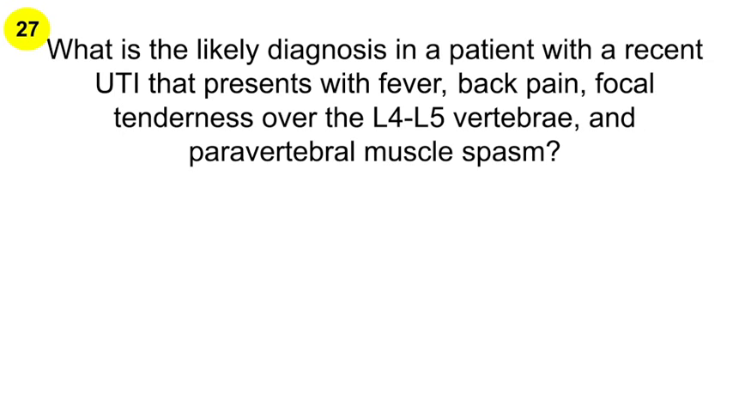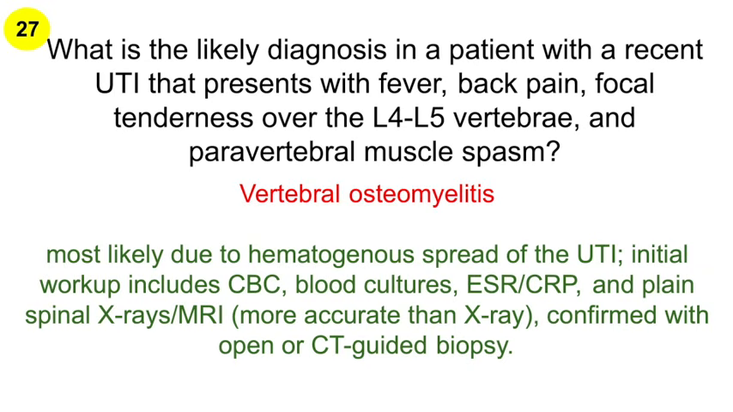Vertebral osteomyelitis. So this can present in patients that have a hematogenous spread of a UTI. And initial workup includes doing a CBC, blood cultures, ESR, CRP, and plain spinal x-rays or MRI. So the MRI, of course, is more accurate than the x-ray, and it can be confirmed with an open or CT guided biopsy.